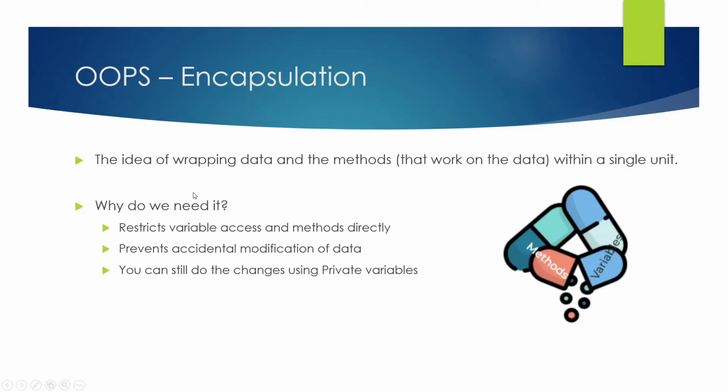There are three things. First, you restrict direct access to variables and methods. If someone wants to access your methods and your variables or attributes directly, he cannot do so because it's a restriction. Second, it prevents accidental modification of data, because with access restriction you won't be able to easily modify the data. Third, you can still make changes using private variables. If you want to make changes, you can introduce private variables, and through those you can do that. So this is the concept of encapsulation.